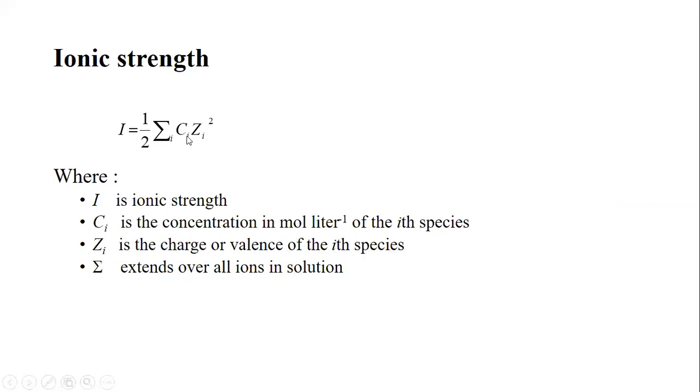Zi is the charge or valence of the ith species. So this is the concentration of that ion, in mole per liter, and then Zi is the charge. Because it's squared, it doesn't make any difference, but you still have to show the sign, negative or positive, and put it between parentheses, so that you don't make mistakes. We will see how we calculate it also.